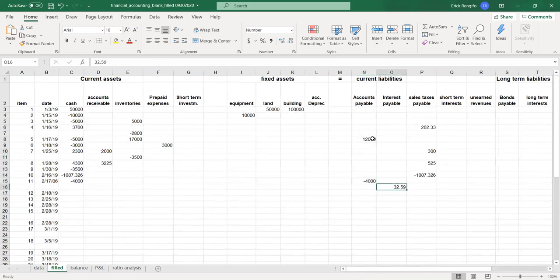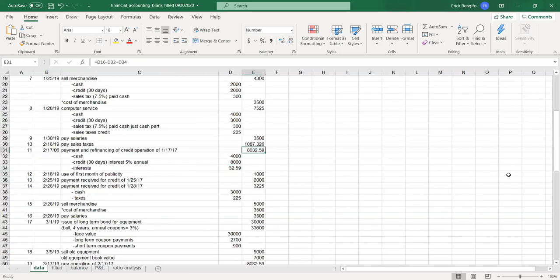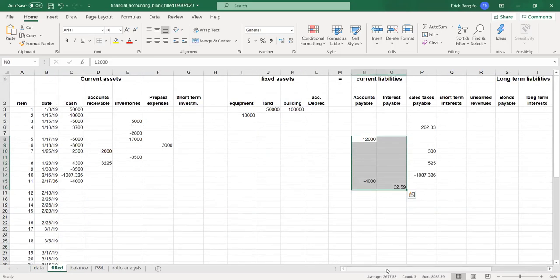So now, of course, this is not going to be called accounts payable. It's related to accounts payable, but it's called interest payable. But then at the end of the day, if you sum all this part here, how much do you owe to the creditor? $8,032. This part here. Okay.